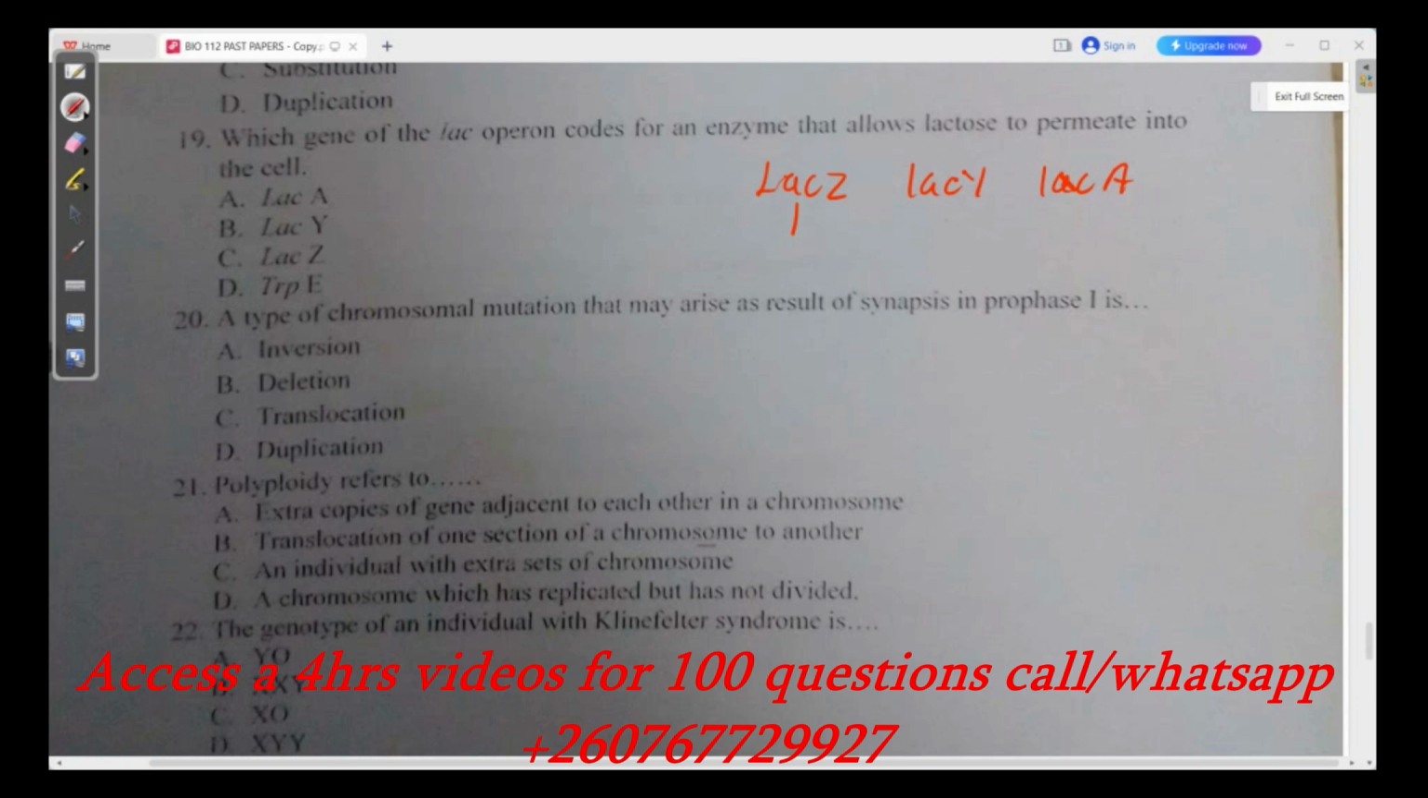Lac Y codes for a membrane-bound protein, which is known as permease. This is an enzyme which allows lactose from outside of the cell to get inside the bacteria cell. So that is a membrane-bound protein. Permease is encoded by gene lac Y. Lac A codes for an enzyme transacetylase. So the answer there has to be lac Y. The gene that allows lactose to permeate into the cell is lac Y, and the name of the enzyme is permease.